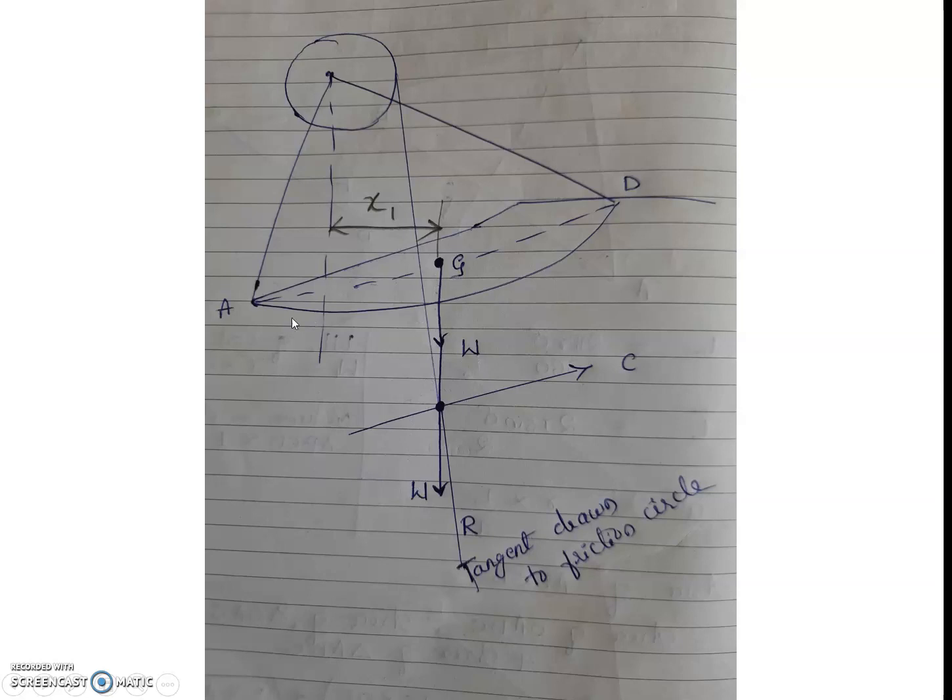After that, draw a parallel line to AD, which is line C. So this is C, which is cohesion, and mark the intersection point which we get after drawing the vertical line from G, that is W, and when we draw the parallel line to AD, that is C. So mark this intersection point, and from this intersection point draw a tangent to the circle. So that is nothing but R. So R is the tangent drawn to the friction circle.